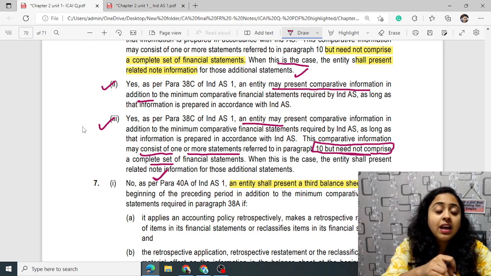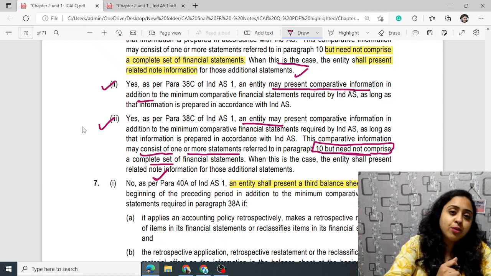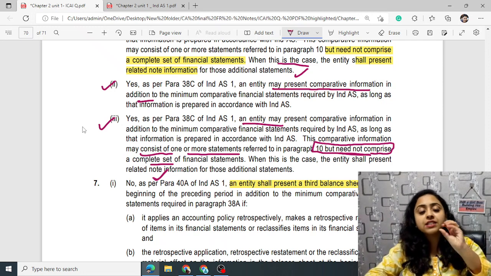Okay, third point. And fourth point, if you are not providing additional information as a complete set of financial statements, then you have to put a note for the same, that the complete financial statements are not provided for the additional information. Okay, 4 points you have to keep in mind.